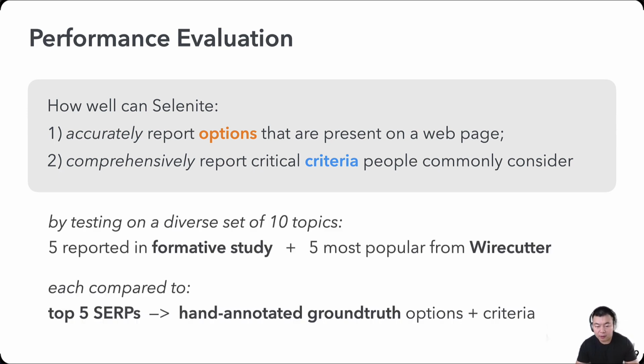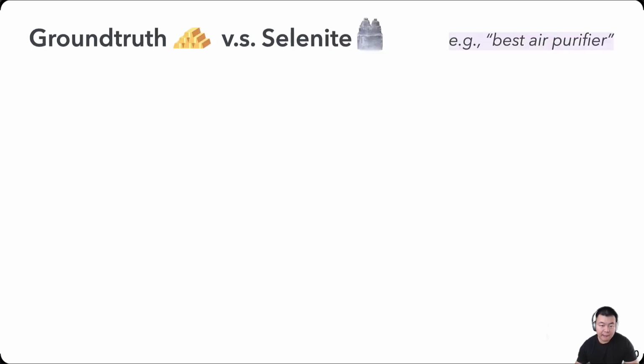And looking at the results, Selenite achieved 100% accuracy on options, which speaks to the reasoning ability of the language model that we used. And next, I'll dive a little bit more into the results about criteria. To compare the criteria that Selenite comes up with against a set of ground truth criteria.